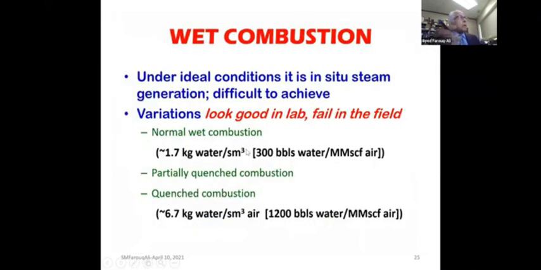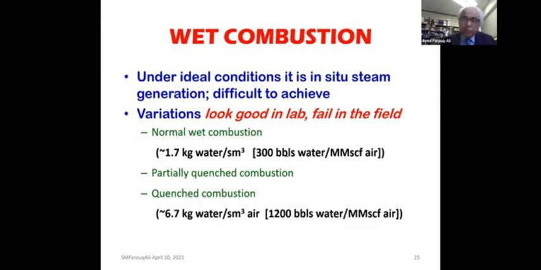Now, we also have such a thing as wet combustion. Wet combustion is an invention of actually Shell Oil Company. Amoco, which doesn't exist anymore, also took credit for it. So did Exxon. Actually, the first paper on wet combustion came from about the same time, but I believe it's Shell's original idea.